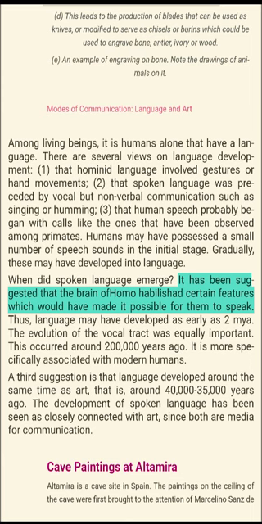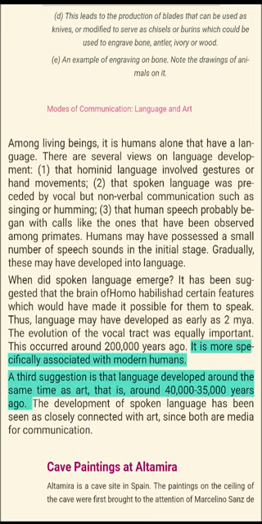When did spoken language emerge? It has been suggested that the brain of Homo habilis had certain features which would have made it possible for them to speak. Thus, language may have developed as early as 2 mya. The evolution of the vocal tract was equally important. This occurred around 200,000 years ago. It is more specifically associated with modern humans. A third suggestion is that language developed around the same time as art, that is, around 40,000-35,000 years ago.